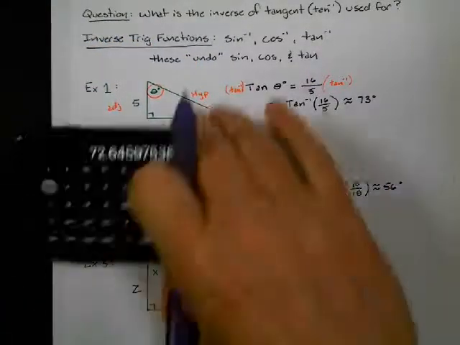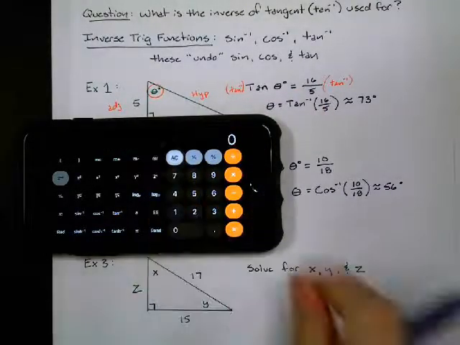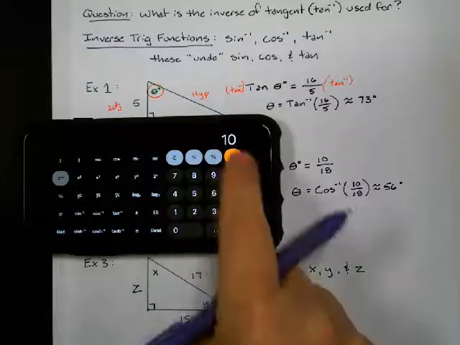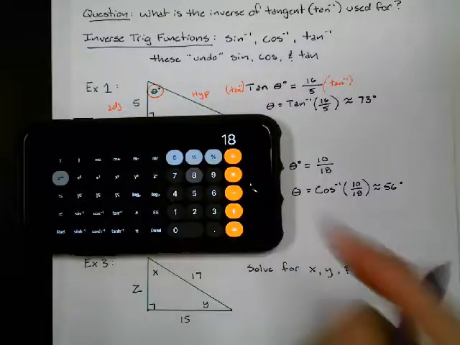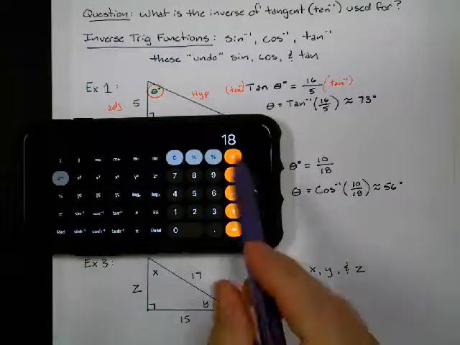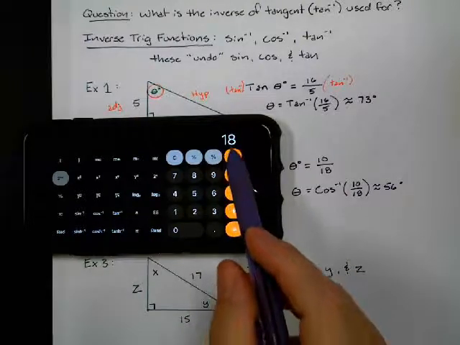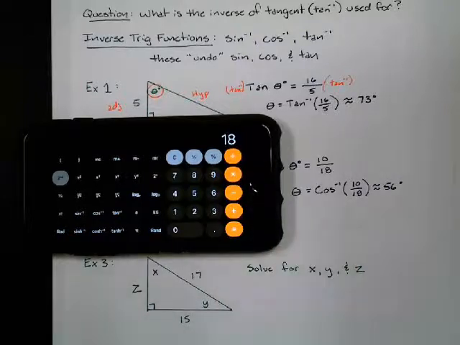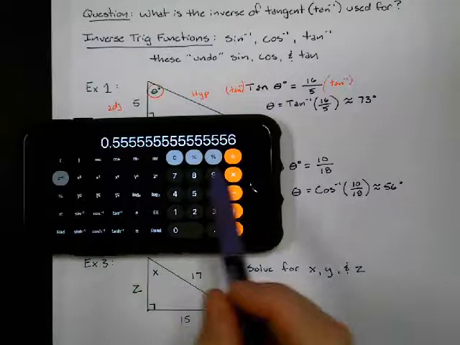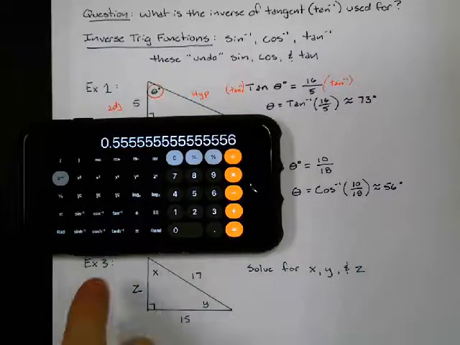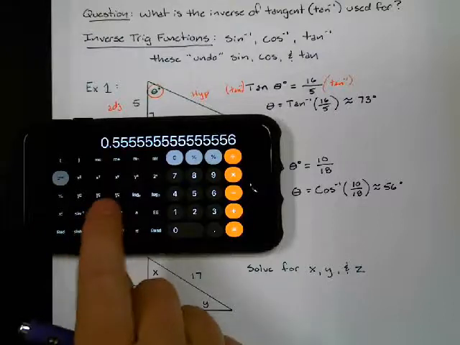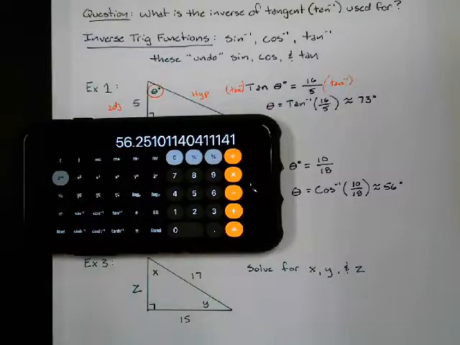So on this calculator, we're going to do 10 divided by 18. Do not hit inverse cosine yet, because right now it would give us the inverse cosine of 18. We want 10 divided by 18, which equals 0.55555 repeating. And now we do the inverse cosine. So second, and then cosine -1, so inverse cosine. 56.25 is exactly what we got before.